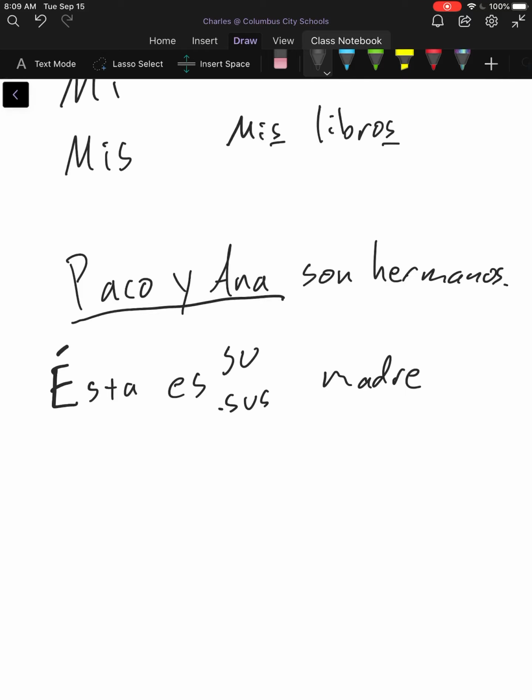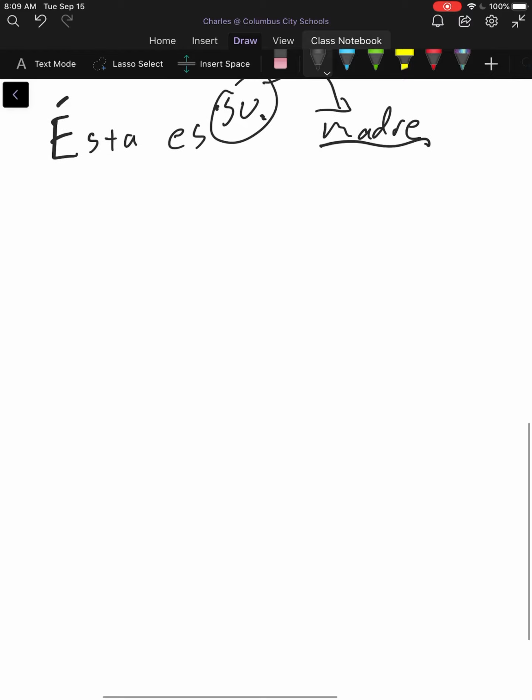So does that make it sus? Or is the fact that there's only one mother make it su? The correct answer is su. I'm not matching Paco and Ana with this. I'm matching madre. It still means their. The people possessing the mother are still Paco and Ana, but it's singular to match madre. Let's do another.